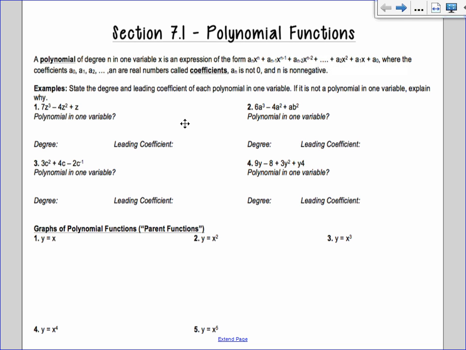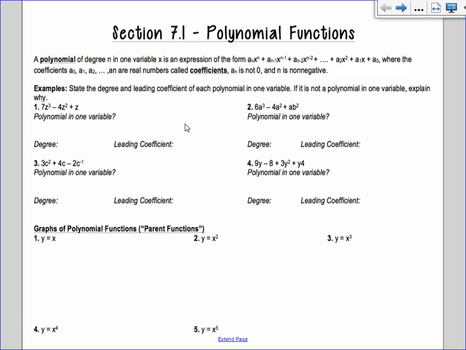You can't have any i's. Okay? The n's, so your exponents, have to be non-negative. So you can't have x to the negative 3, but you could have x to the 3. Okay? So that's what's going to make a polynomial. We say it's of one variable if there's only one variable in it.